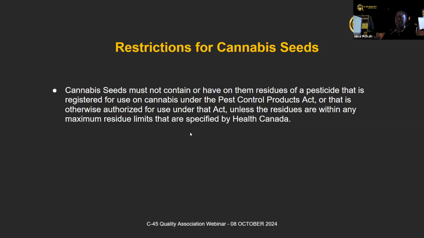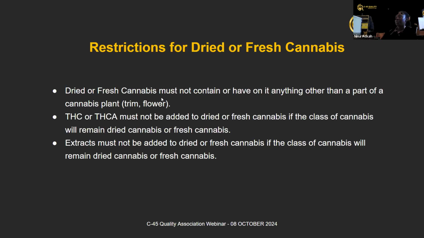Restrictions for cannabis seeds. So for cannabis seeds, it's pretty straightforward. Health Canada just doesn't want pesticides on the cannabis seeds. And if any pesticides are applied on the cannabis seeds, they must be permitted for use based on the Pest Control Products Act, and the residues after use should not exceed the limits that Health Canada has established for that specific pesticide. So cannabis seeds is just straightforward. We are mandated to test cannabis seed products for pesticides before we sell them or make them available for distribution.